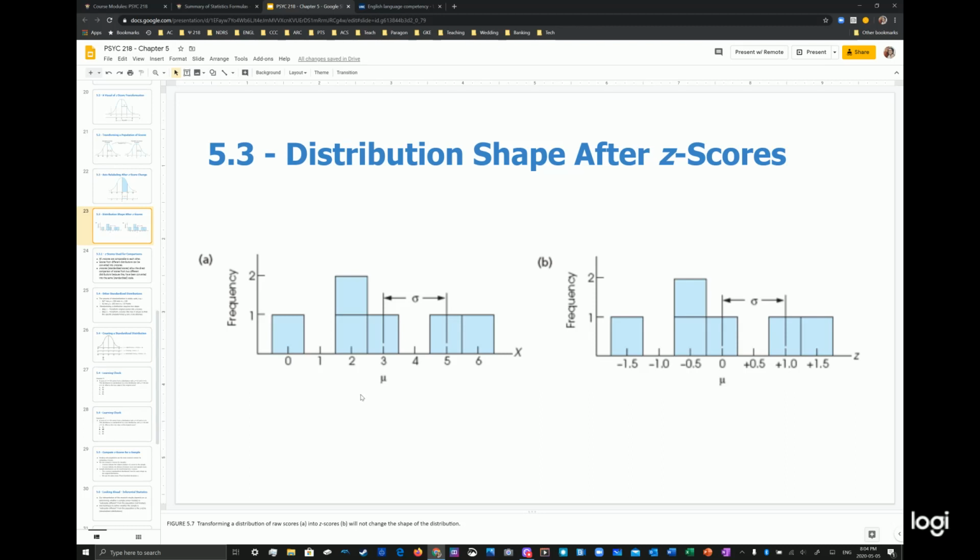So that's it. The mean here is some x value, free. The mean here is 0. And then all of these are measuring standard deviations. So there you go.